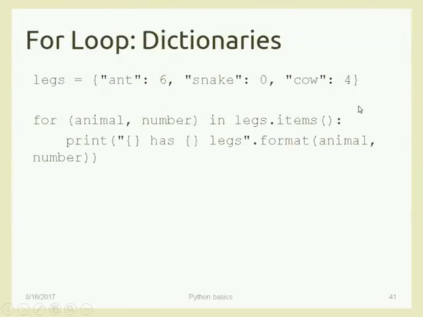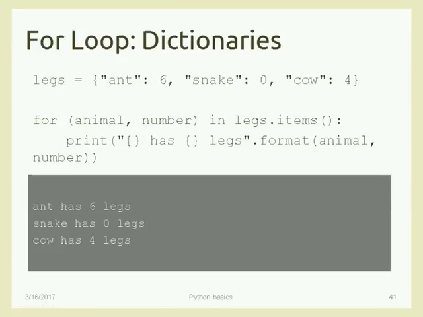And then, since here we have two values, the key and the value, we need to put them in two different variables because both of them change. So we have to create a tuple here and put two variables. The first one will represent the key and the second one will represent the value. So this operation will put the first key here at the first round and the first value here. Then at the second round, we'll put the key here and the value here and so on. And then we can use the format function that we saw last time with strings. Let's say print the first element has second element legs. So this will print ant has 6 legs, snake has 0 legs, and cow has 4 legs.